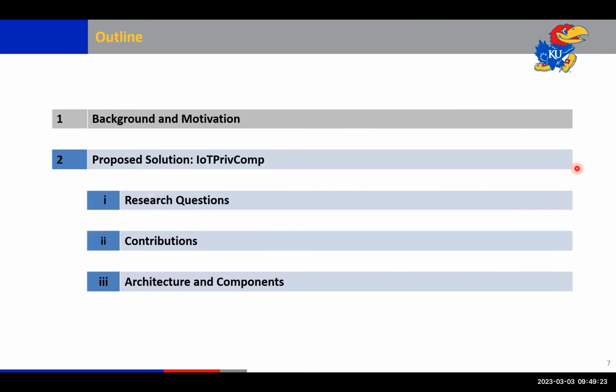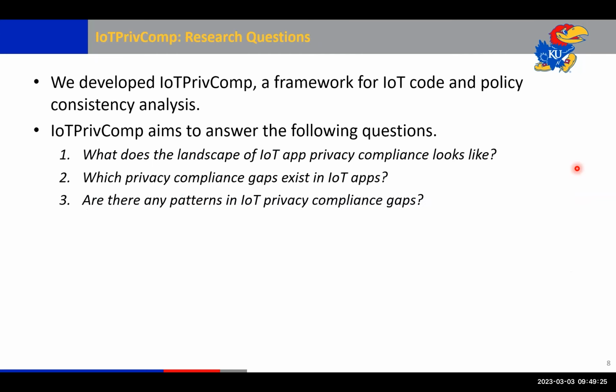All this motivated us to propose IoTPrivComp. IoTPrivComp is a framework again for checking the compliance between actions of the apps and privacy policies, the declarations in privacy policy. And we aim to answer these three questions.